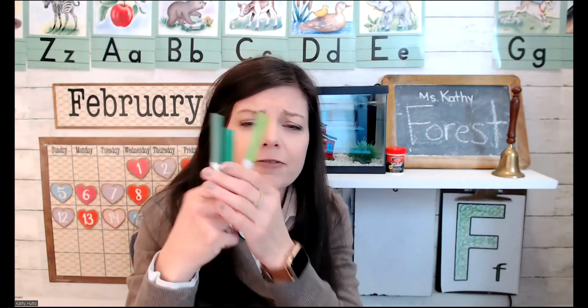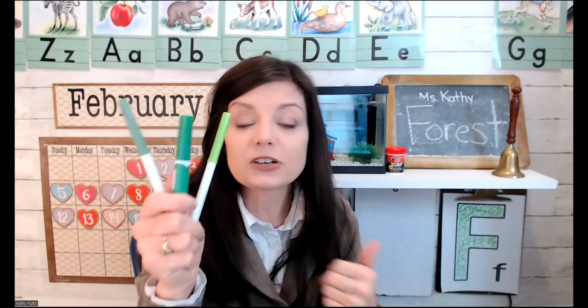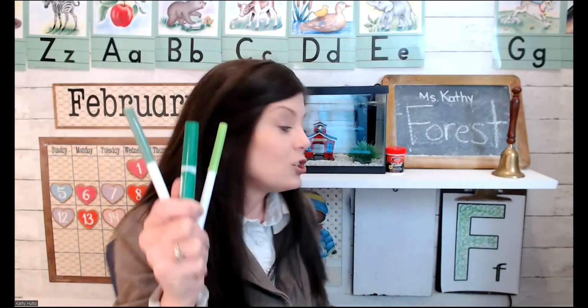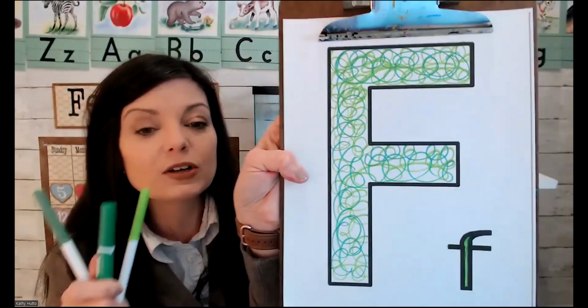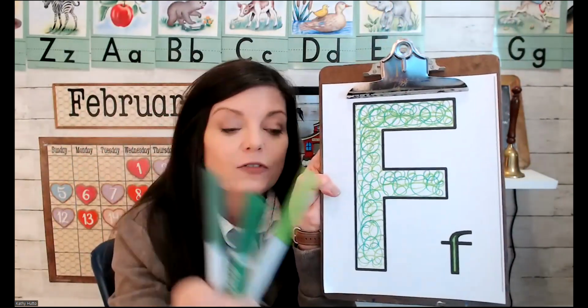Yay! Well, F is for forest today, and I found all of the green markers I could find, or crayons, in all the different shades of green that I had. And I used that to decorate my letter F. I just did lots of squiggles in lots of different shades of green.